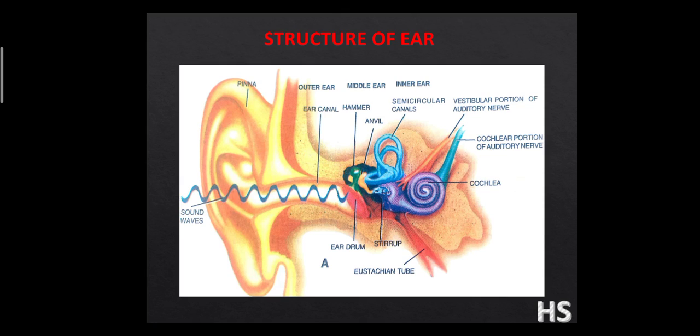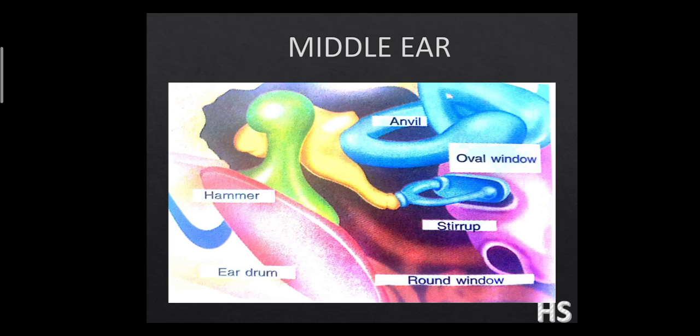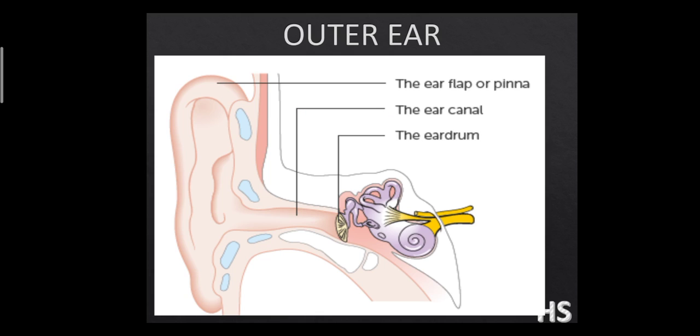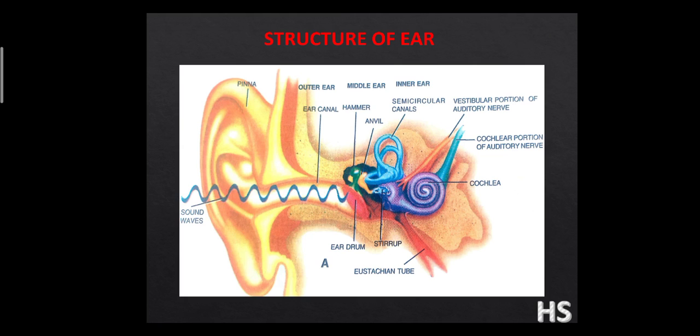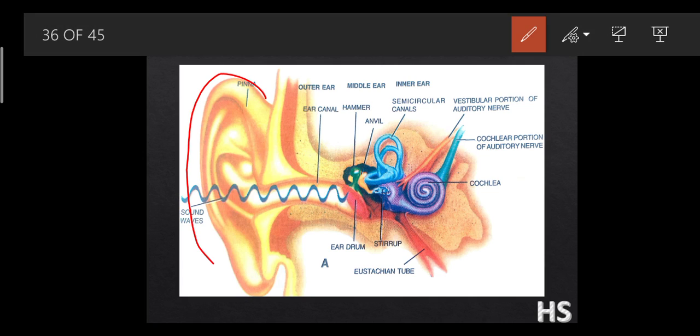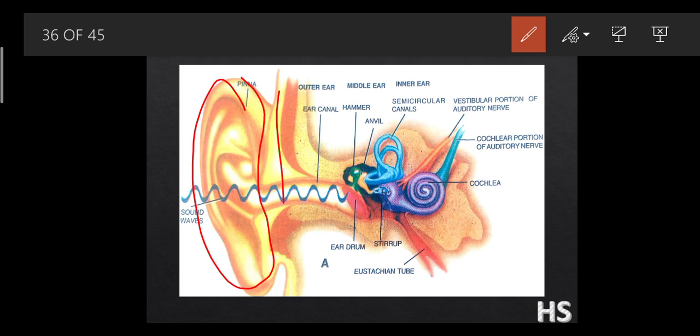This is the proper structure of the ear. As of now it looks very complicated, but just a glimpse. This is the outer ear, this is the middle ear, and the rest of the part is the inner ear. If you want, I would distinguish with the help of the shape. This is the outer ear, this is the middle ear, and this is the inner ear.